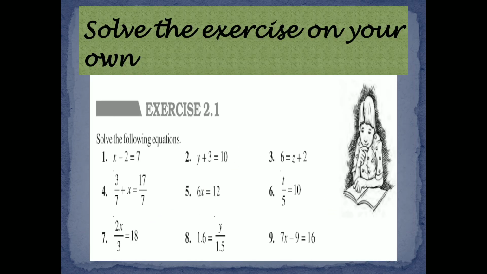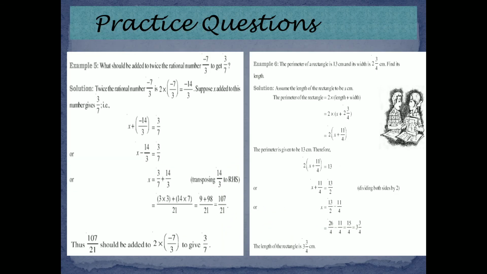Now solve the exercise on your own based on what we have studied, what I have explained just now. You can solve all these equations. Like the value of x over here will be, I clearly know that this minus 2 gets to the right hand side, that is the transposition method, and becomes plus 2. So x is equal to 7 plus 2, that is 9. So the value of x will be 9. Likewise, you can solve all these equations. It is very easy for you to solve. Let's move on to the next practice questions.